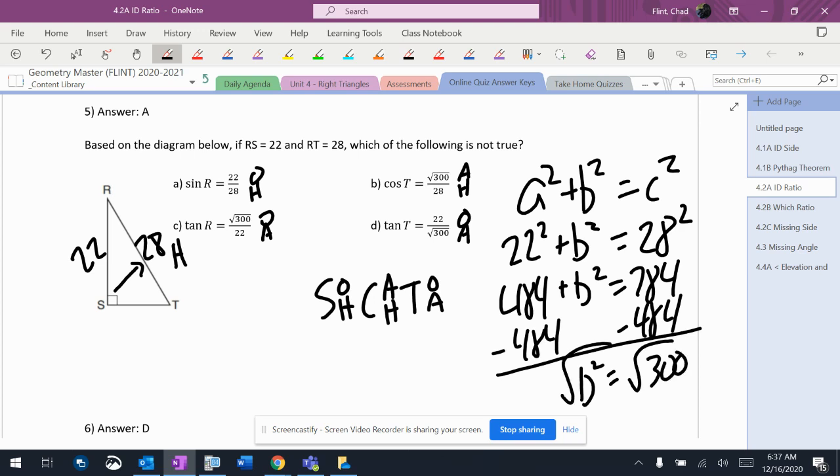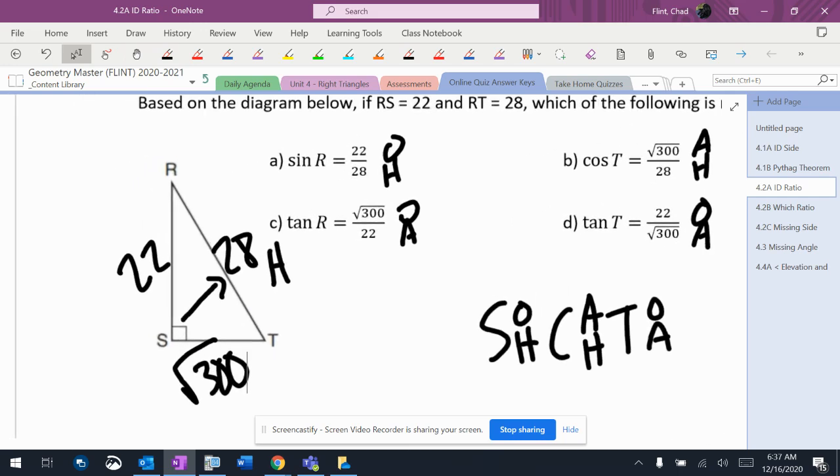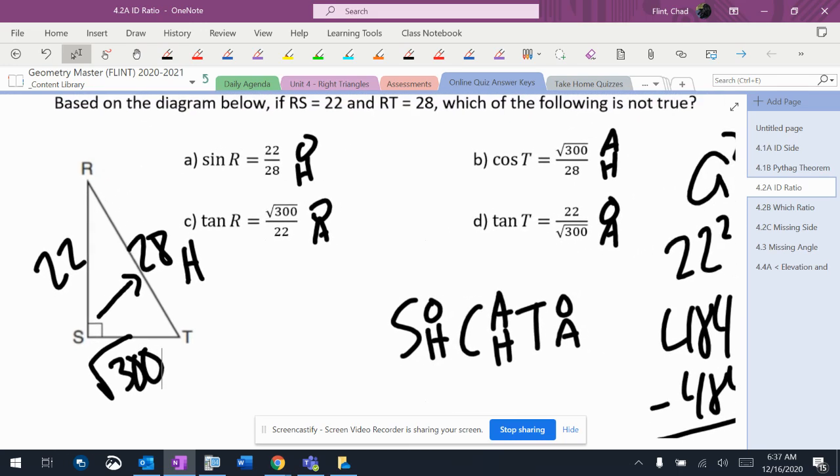So I get b squared equals 300. I take the square root of each side. And I'm just going to use the radical square root of 300 as my side. Right, so I've got the missing side, which is what I thought it was to begin with.